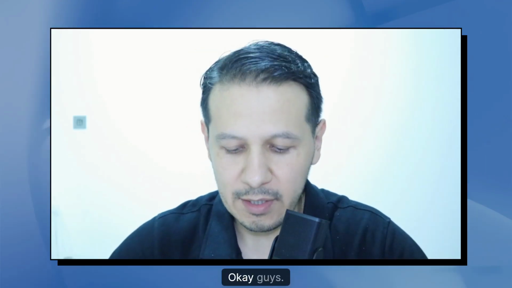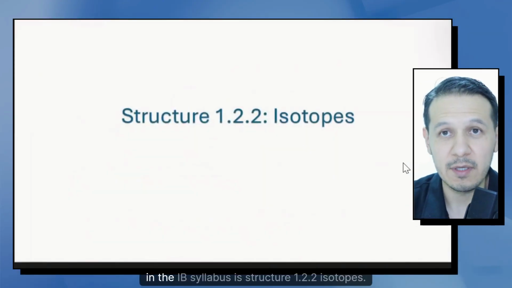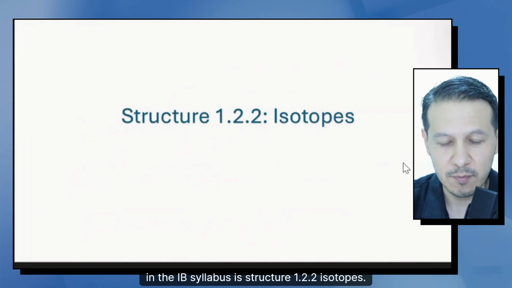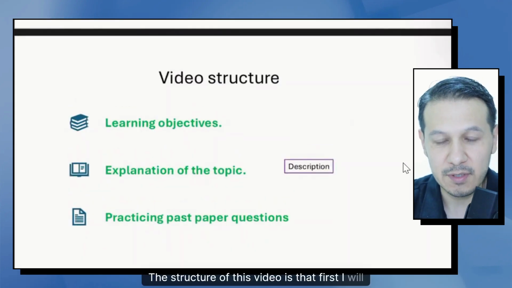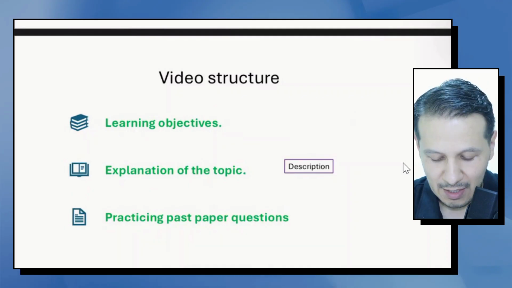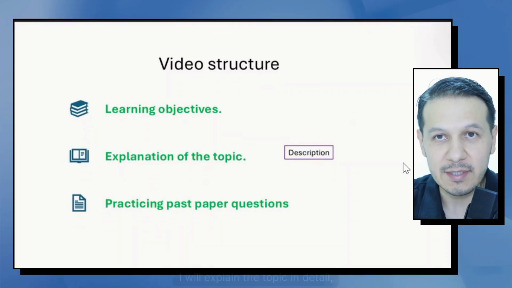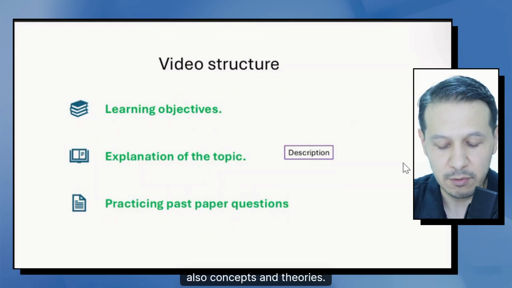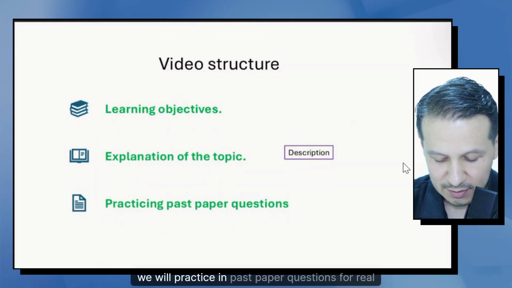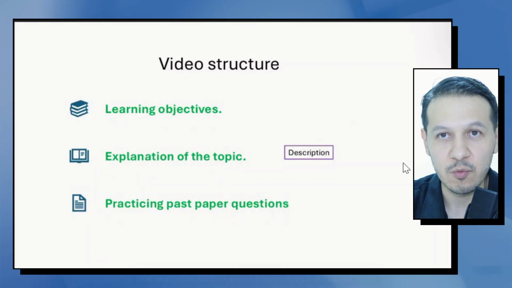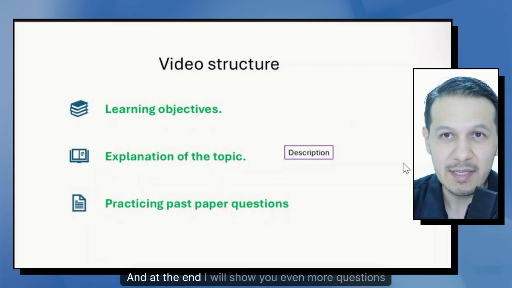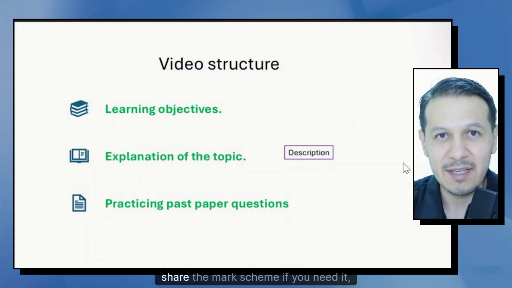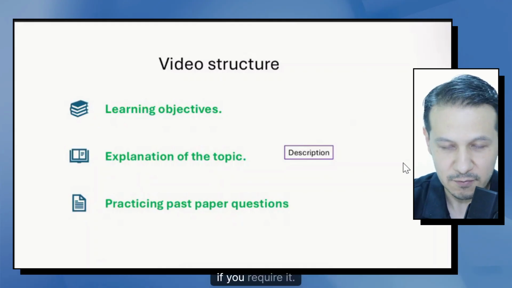Let's start. Okay, guys, the topic in the IB syllabus is structure 1.2.2, isotopes. The structure of this video is that first I will talk about the learning objectives. I will explain the topic in detail, showing you exercises and definitions, also concepts and theories, and then we will practice with past paper questions from real exams. And at the end, I will show you even more questions for you to practice, and I will share the mark scheme if you require it.